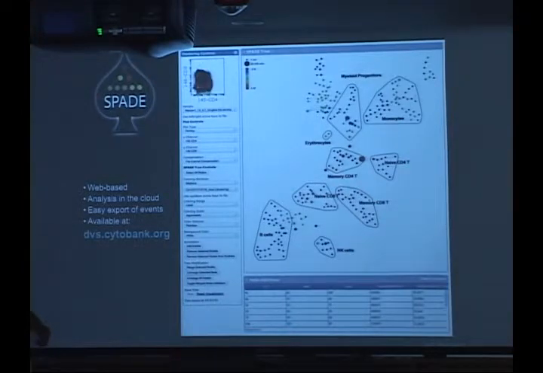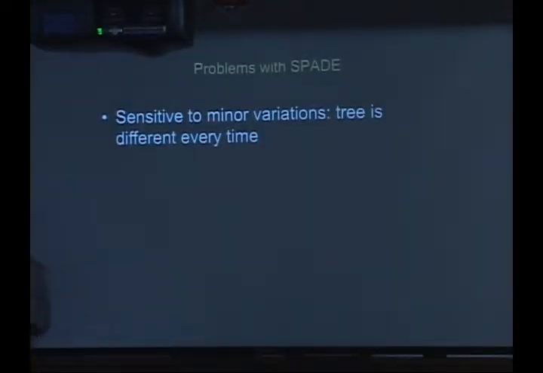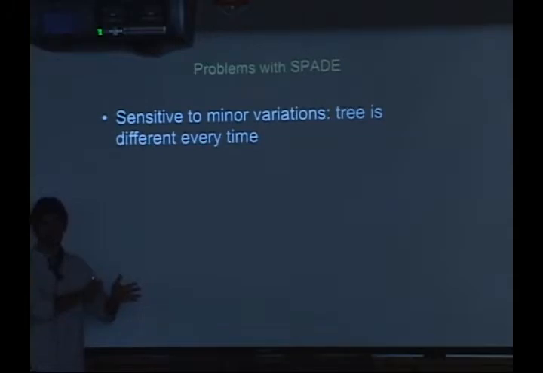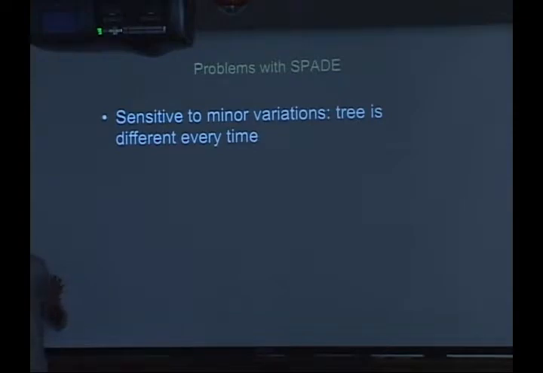So what are some of the issues with SPADE? The first and most important issue, which is often overlooked, is that the tree structure is extremely sensitive to minor variations in your data. Changing just a couple of connections can result in a tree that is completely different, which means that every time you run your SPADE analysis, you're going to get a different tree. If you take the bone marrow data set from Sean's paper and run it, you're not going to get the same SPADE tree, because the analysis is stochastic and sensitive to very minor variations.